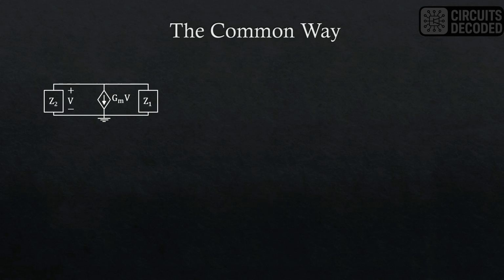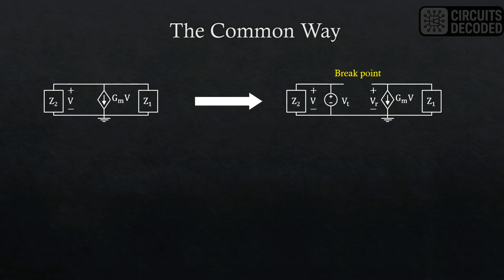First, let's revisit the common way to analyze feedback loops. Shown here is a simple single loop feedback circuit where the control current source creates a voltage across Z2, which in turn controls the current. To find the loop gain, what we usually do is break the loop at any given point and apply a test voltage across the impedance Z2 and find the return voltage across Z1.